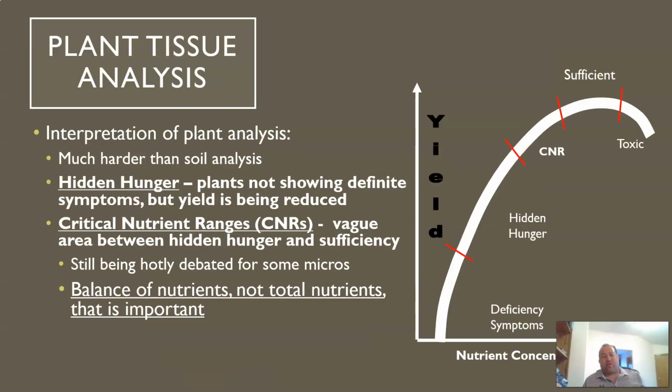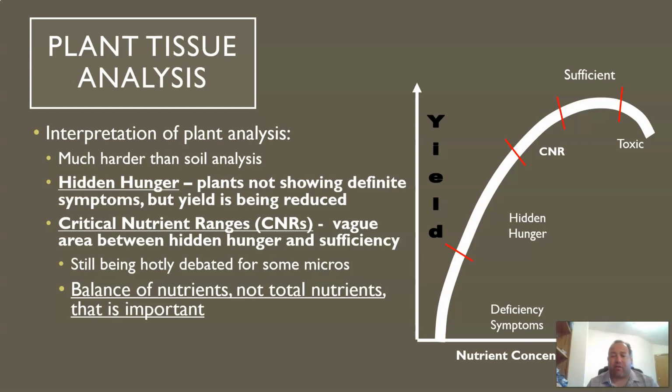When we have our plant tissue analysis, the interpretation of it is actually difficult. So I think that's why most people prefer the idea of the soil analysis, because it's easier to interpret. You can understand information more if you do plant tissue analysis, but you have to be really skilled to really understand it. A couple of the reasons are the hidden hunger area and the idea of CNR, or critical nutrient ranges. So with hidden hunger, that's when your plants are not showing deficiency symptoms, but the yield is being reduced.